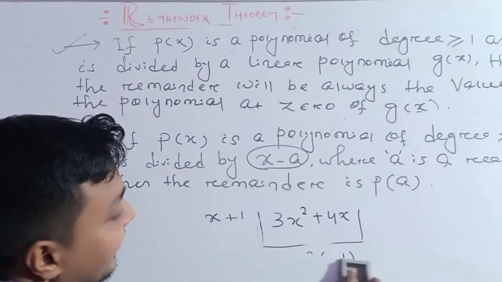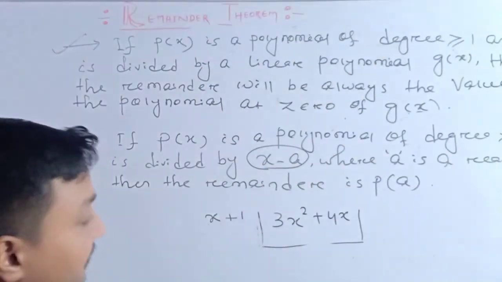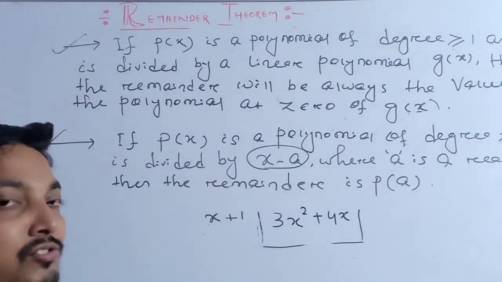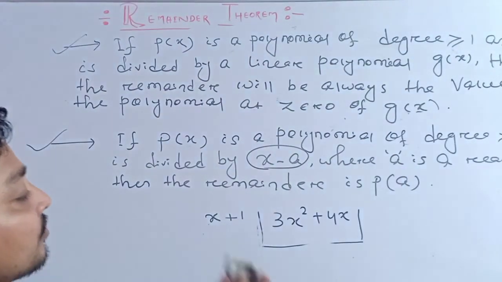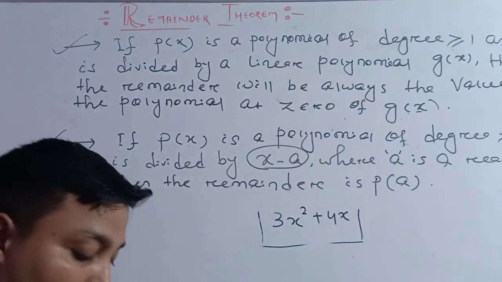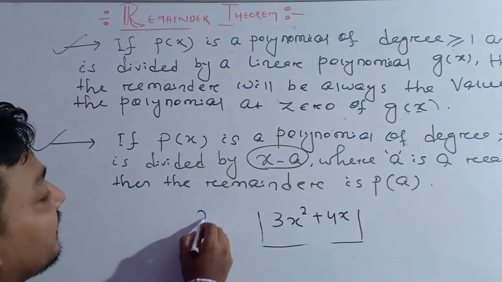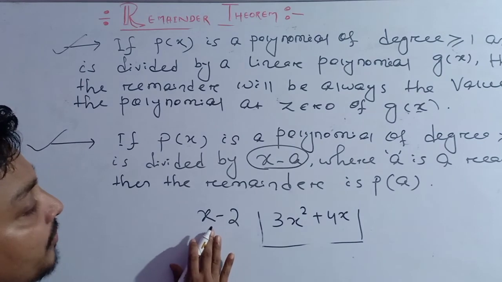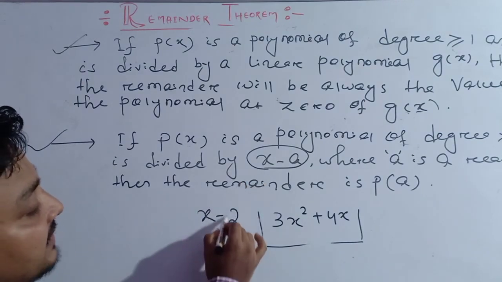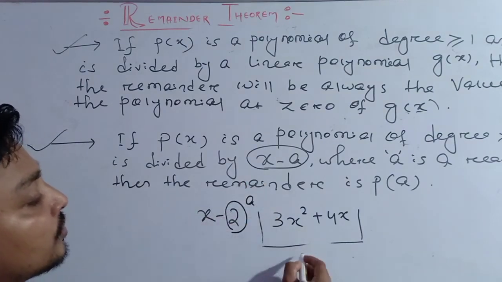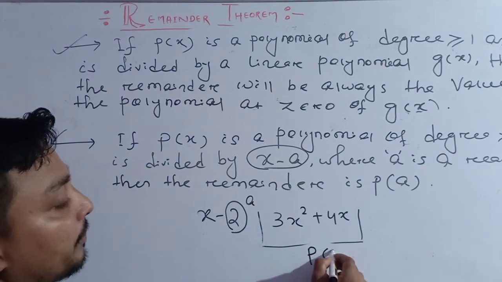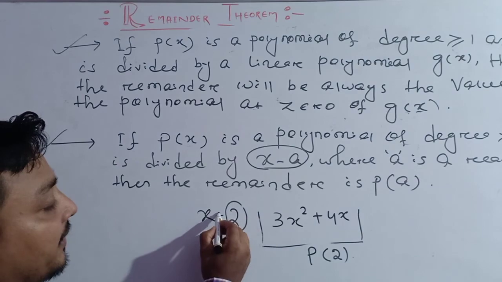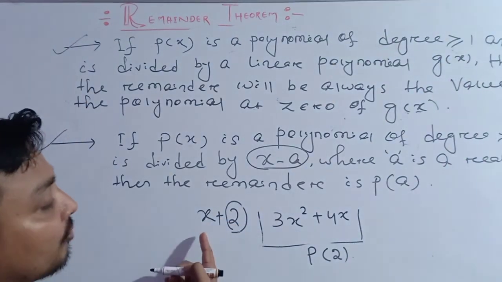Whatever I am showing here, always in the divisor, x has the coefficient 1. In the previous one also the coefficient was 1, and now the coefficient is also 1. Suppose here I say x minus 2. Here it is clearly seen that it is in the form of x minus a, so a is 2, and the remainder is p of 2. But whenever instead of minus 2 it is plus 2, how do we arrange the same?